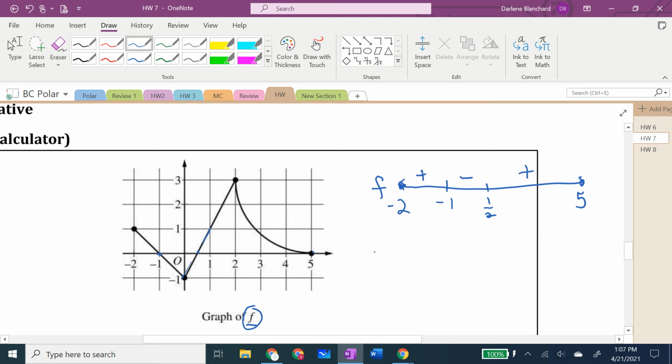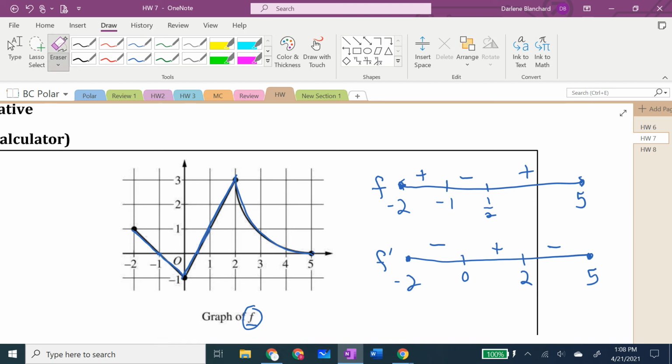I will then make a chart for the derivative of the graph that is given. And again, put the endpoints. And now I'm looking at, is it heading up or down? It is heading down until x equals 0. Then it is heading up until x equals 2. And then it is heading down the rest of the way. Down, up, down. Those two charts in particular are going to help you answer a lot of questions.